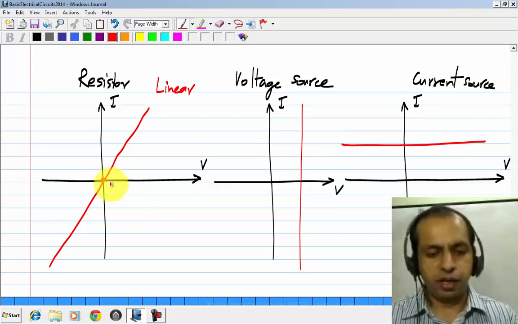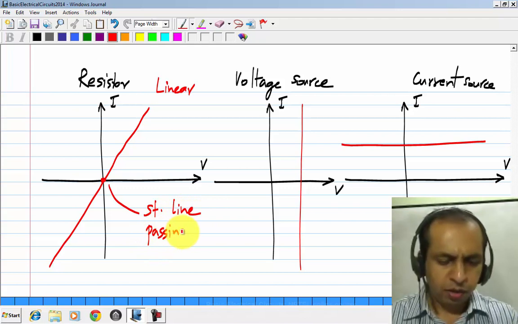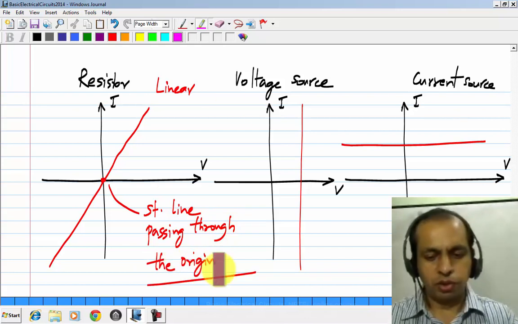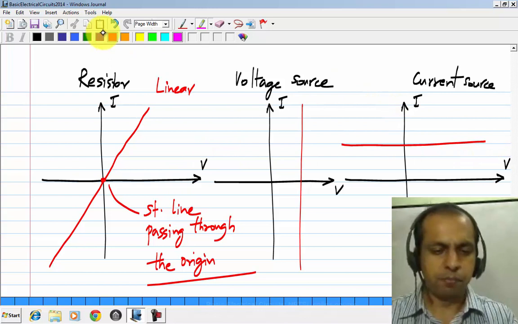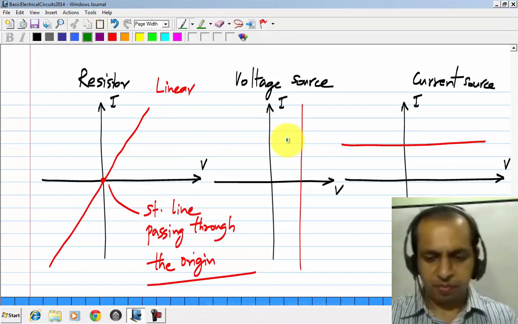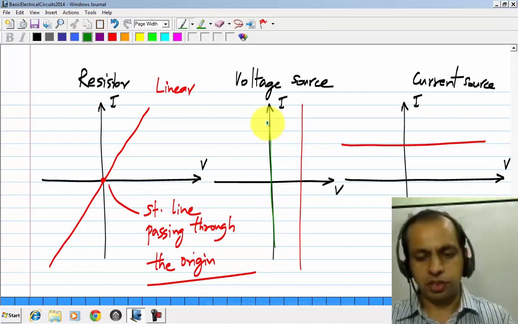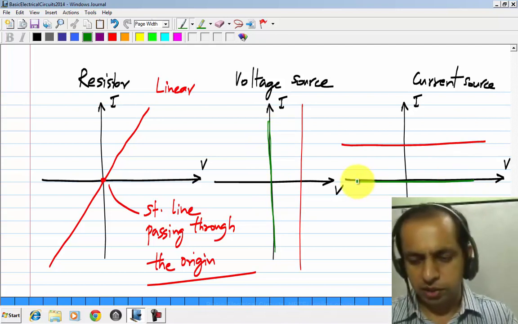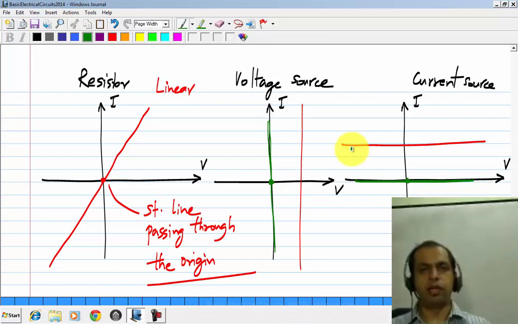It's not enough for it to be a straight line, but it has to be a straight line passing through the origin. If it passes through the origin, it's a linear characteristic. If it's not, it's not. It won't obey superposition. So that's why I also said if the voltage source happens to be zero valued, the characteristic would be this, which passes through the origin. And similarly, if the current source is zero valued, the characteristic would be this, which passes through the origin. So otherwise, they are not linear.